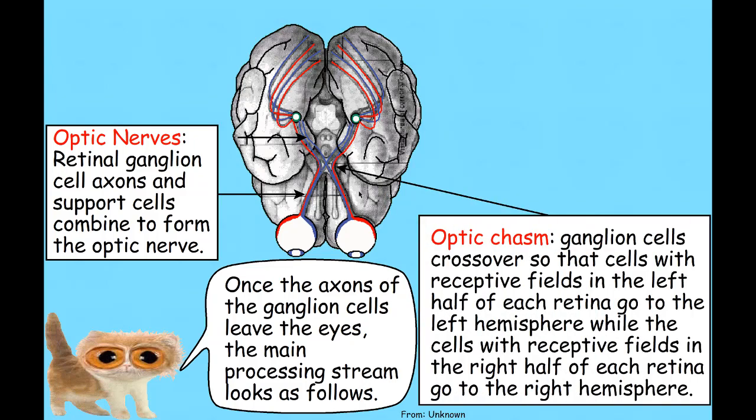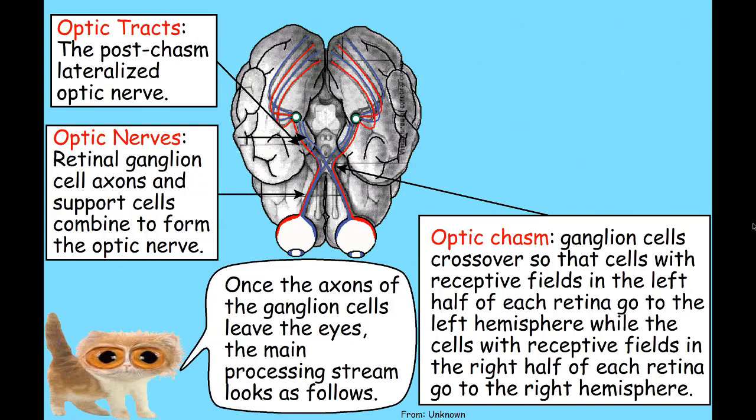the optic chiasm. At the optic chiasm, ganglion cells cross over so that cells with receptive fields in the left half of each retina go to the left hemisphere, while cells with receptive fields in the right half of each retina go to the right hemisphere. So there's this crossover. Our right-hand side crosses over to the right-hand side. I guess that would be the left. And the right here crosses over to the right there, to form these new optic tracts that carry information about one side of the visual field now from both eyes.